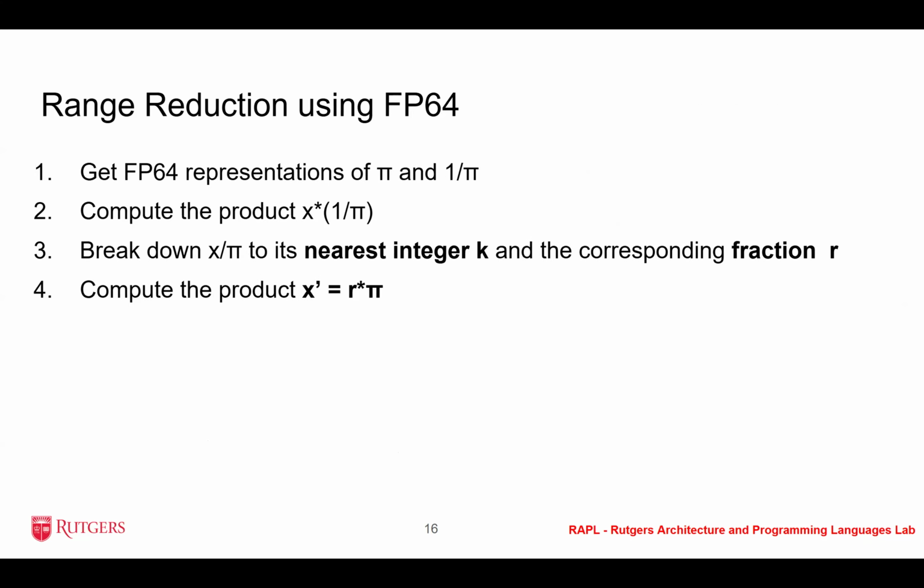For my first range reduction implementation, I represented pi and its inverse using their nearest double precision values, and these numbers are widely available in libraries like glibc. The range reduction strategy starts off by multiplying x with the inverse of pi. Multiplication with the inverse is done here because multiplication is cheaper than division. Next, the range reduction breaks down x over pi into its nearest integer k and the corresponding fractional portion r, before multiplying r with pi to obtain the desired reduced input x prime.